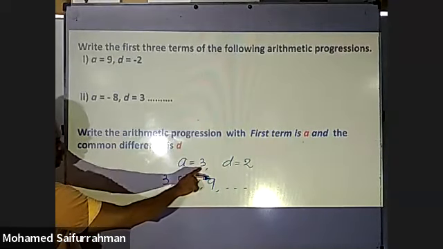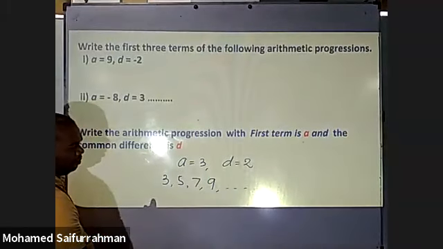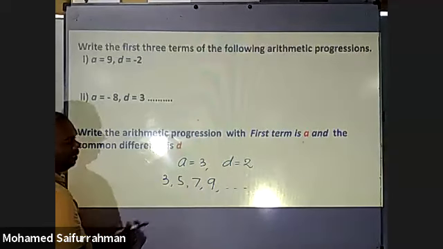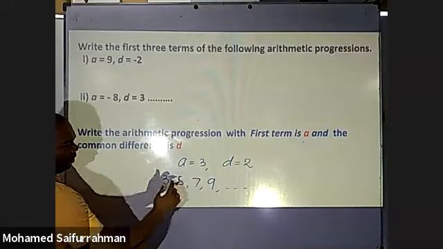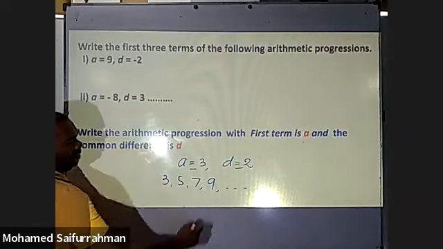When A equal 3, difference is 2. When the difference is positive, this is an increasing number pattern, arithmetic progression. Increasing, right? So this is A equal 3, D equal 2: 3, 5, 7, 9.